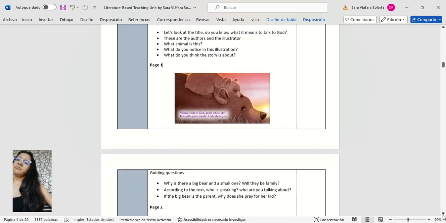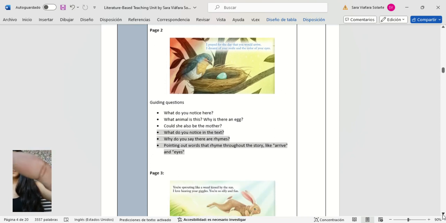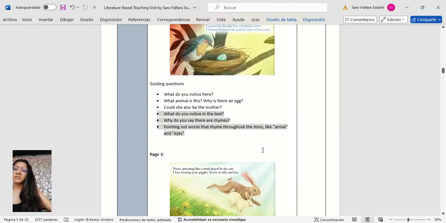But throughout the reading, there are some questions. For example, this one, in which the idea is that the students, through this book, have an introduction to the topic without realizing it. So this is a question that can help with that: what do you notice in this text?